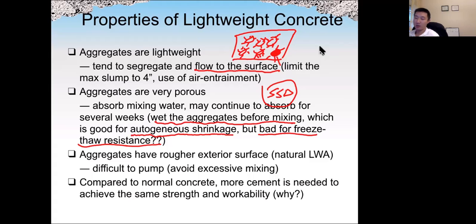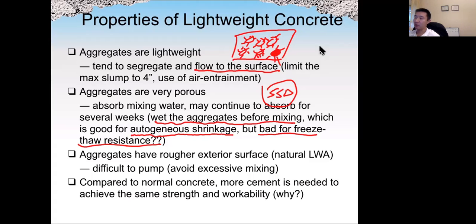For shrinkage and creep, lightweight concrete is higher. Remember, when concrete shrinks, only cement paste will shrink. Aggregate will act as a restrainer. So if the aggregate is softer, the restraining effect will be lower. As a result, the shrinkage and creep will be higher compared to normal concrete.